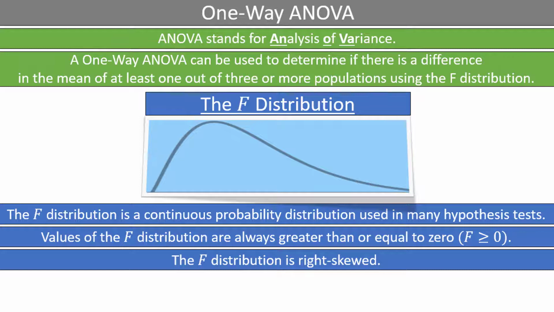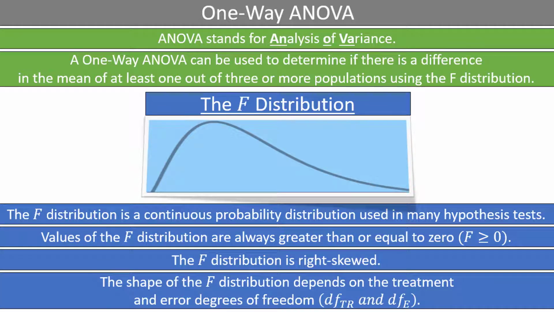The exact shape of the F distribution depends on two values: the treatment and error degrees of freedom, often called the numerator and denominator degrees of freedom. We will discuss how to find these degrees of freedom later.